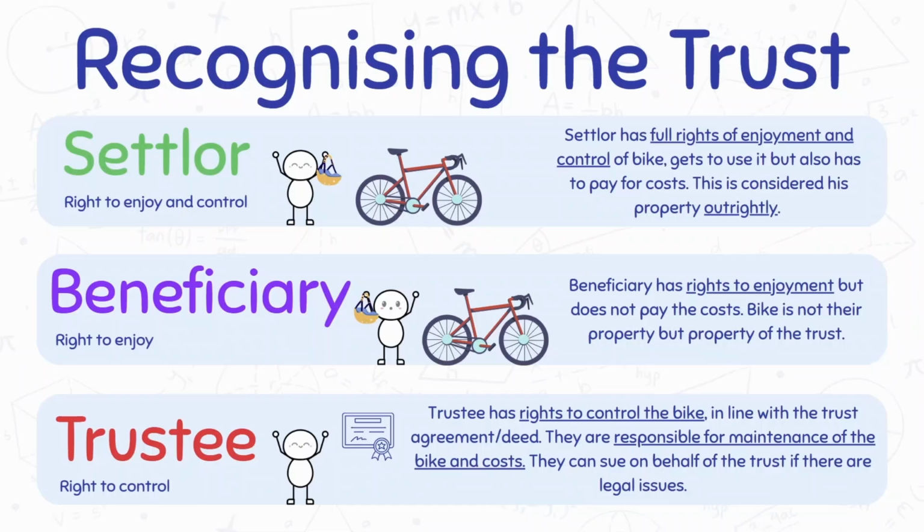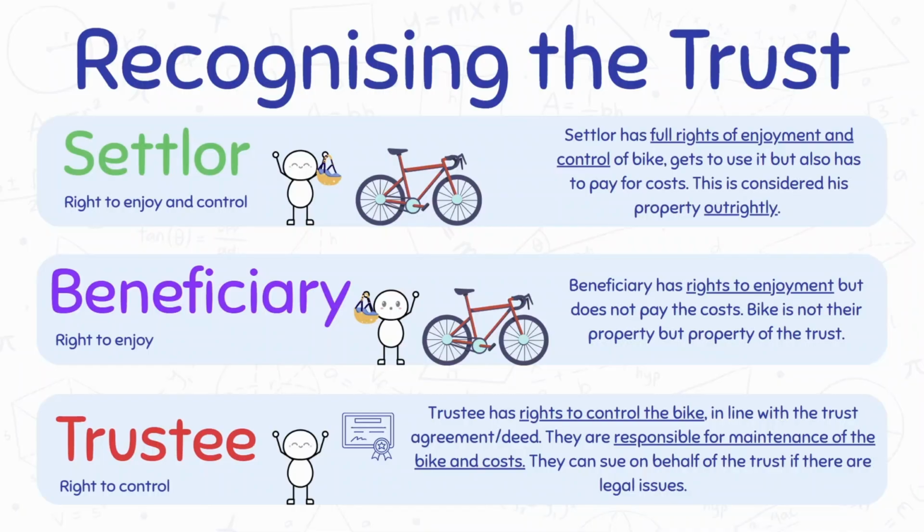Then you have the trustee, who has a right to control the property, obviously in line with the rules of the trust as set out by the settler, which will be set out hopefully in a verbal agreement or a deed that is written down. The trustee then becomes liable to maintain the trust asset and obviously any costs associated with it.